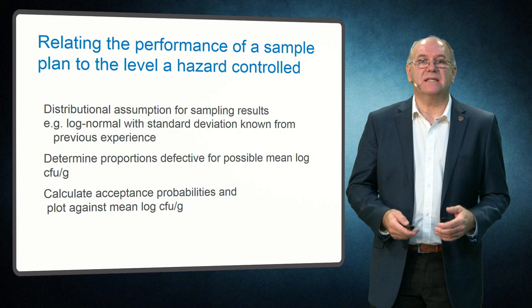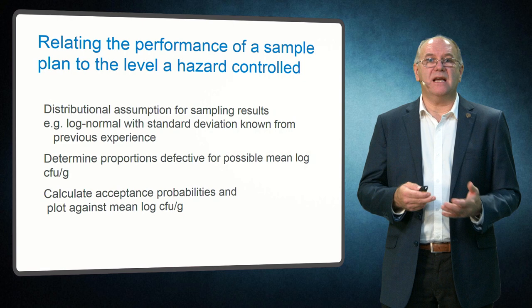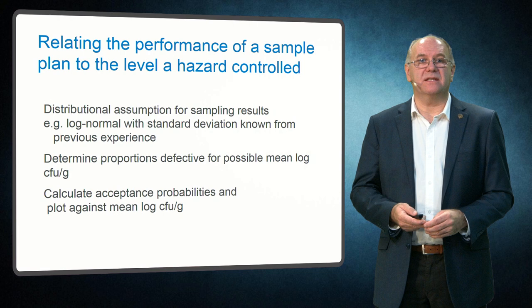So the issue is, how could we relate the performance of presence or absence testing and a sampling plan to the level or concentration of a hazard that would be detected with a given chance or probability? And this is the approach we used.